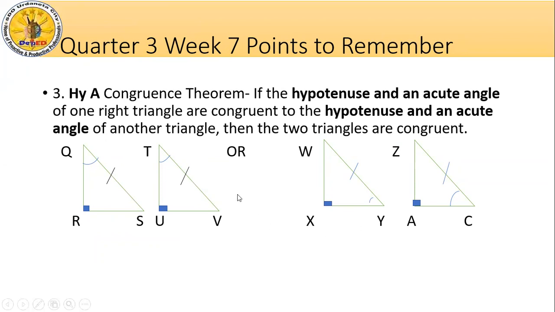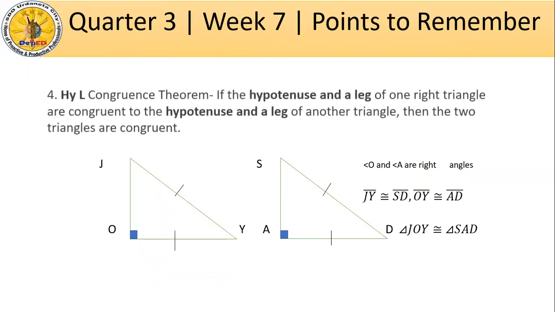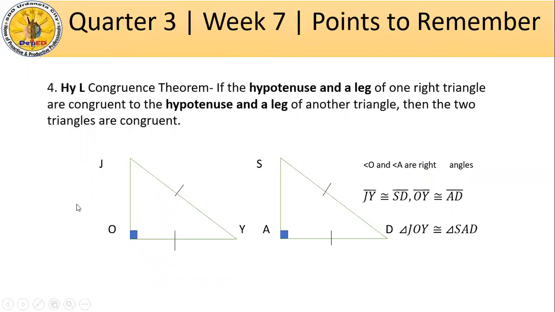Again, this is the same or similar to the SAA or AAS congruence: angle, angle, side or side, angle, angle. And for the last congruence theorem, we have the HL or hypotenuse-leg congruence. If the hypotenuse and a leg of one right triangle are congruent to the hypotenuse and a leg of another triangle, then the two triangles are congruent.